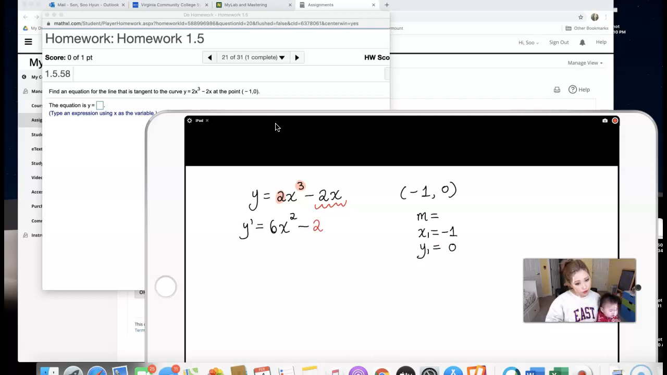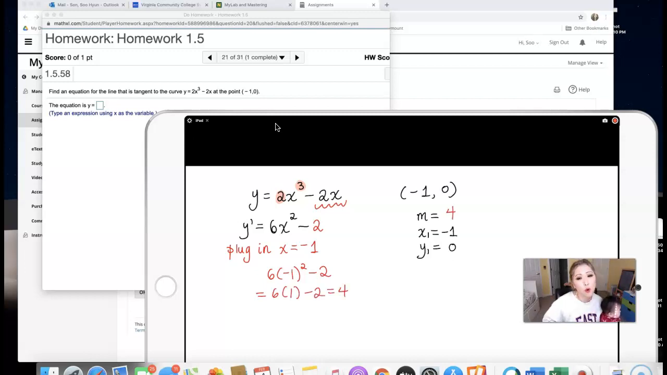Now, we found the derivative, y prime. We're going to now plug in what number? Plug in the x value. X is equal to negative 1. And that is going to be the slope of this tangent line. 6 times negative 1 squared minus 2. That is 6 times 1 minus 2. So the slope is 4.